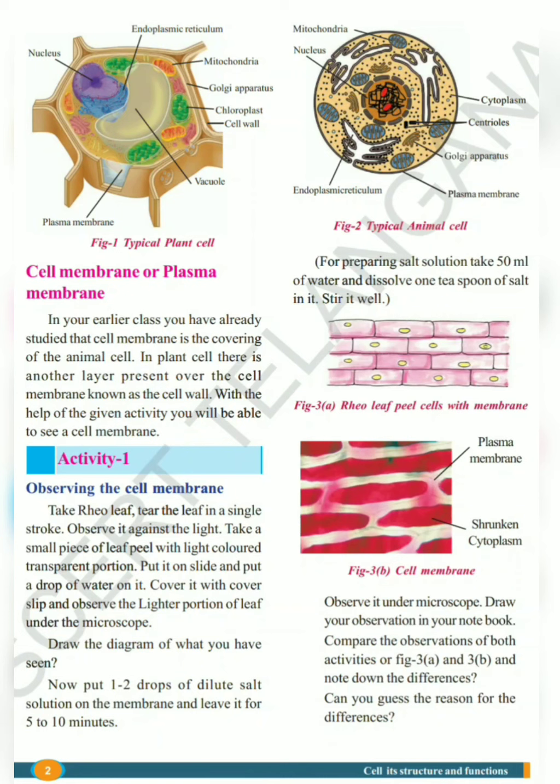Now what you have to do is take 2 drops of salt solution and add it to this slide and observe it now. You'll notice that the cytoplasm inside the cells will shrink, and you can clearly observe a cell membrane over there. Why has this happened? What is the reason behind it?